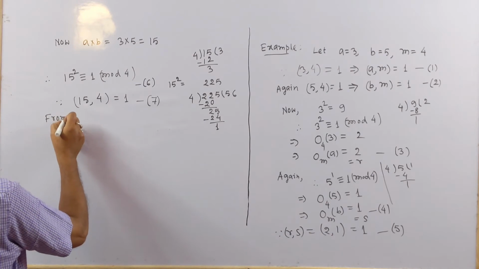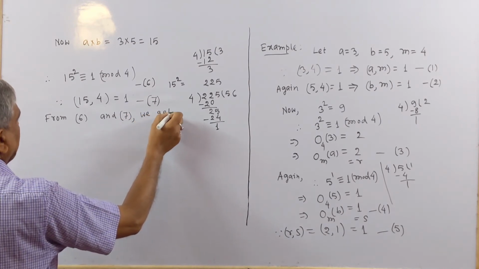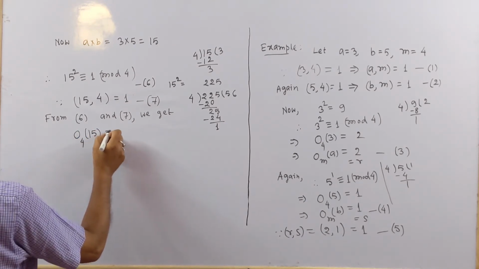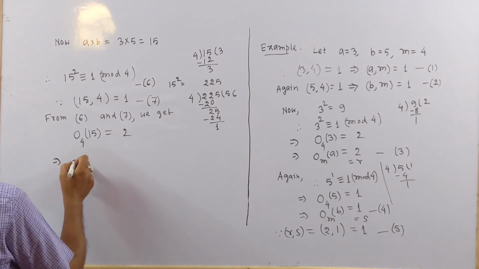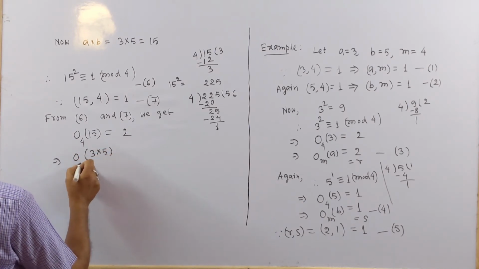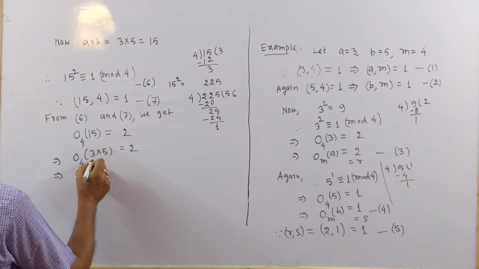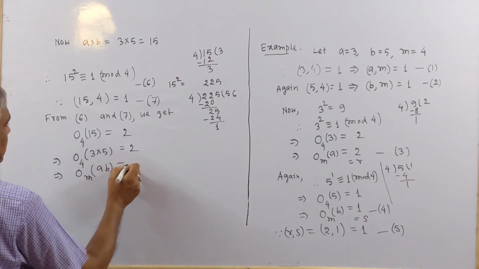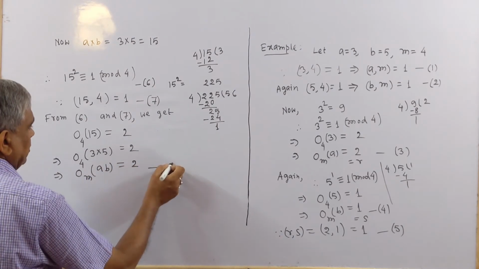From 6 and 7, we get order of 15 modulo 4 equal to 2, implies that order of 3 multiplied by 5 modulo 4 equal to 2, implies that, with 3 as a, 5 as b and 4 as m, order of ab modulo m equal to 2. This is number 8.